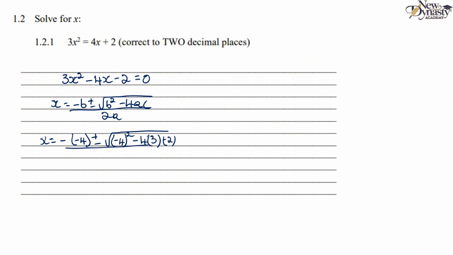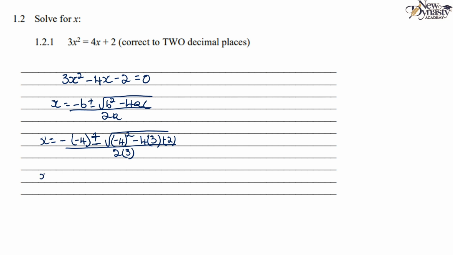Then do not forget by dividing by 2 multiplied by the a value, which is 3. Then from here you put everything in your calculator first with the plus sign. Remember, we've got a plus and a minus sign. So you first do it with the plus sign, then you also do it with a negative sign.